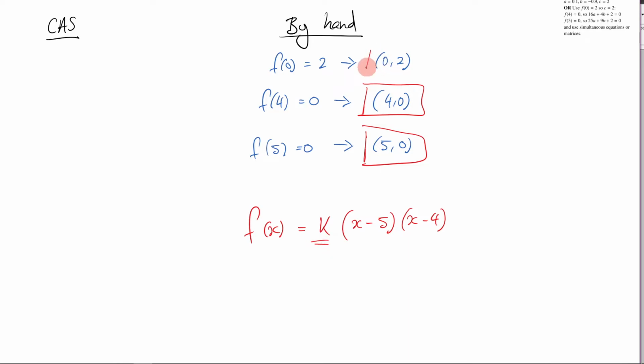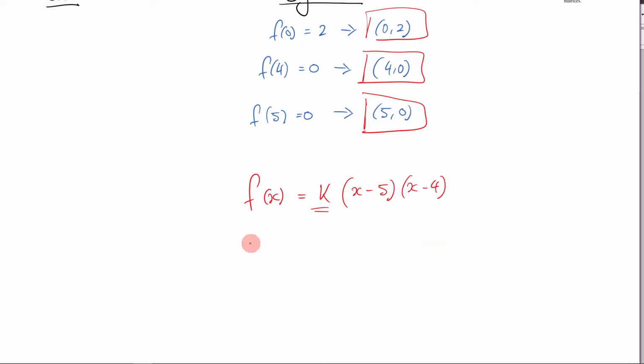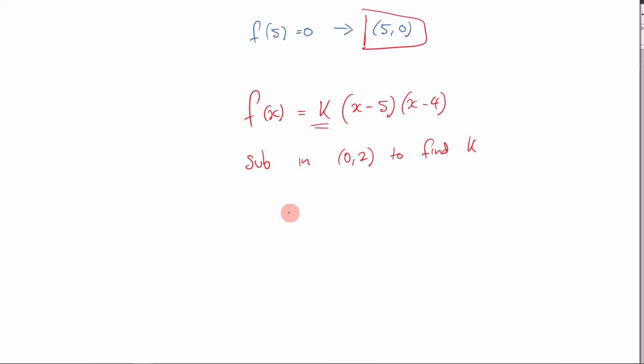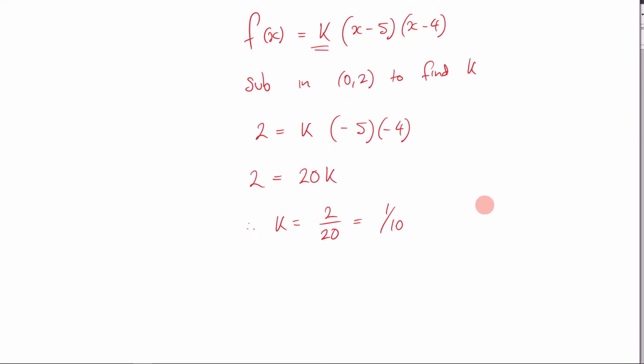And to solve it for k, I will use this piece of information. So I'm going to sub in (0, 2) to find k. So if I do that, I'm going to put 2 here, k there, a 0 in each of my x's. So that's going to be negative 5 and negative 4, because 0 minus 5 is minus 5, 0 minus 4 is negative 4. That's going to leave me with 20k. Therefore, k is going to be 2 on 20, which is the same as 1 on 10. So now I can say f of x is going to be 1 on 10, x minus 5, x minus 4.